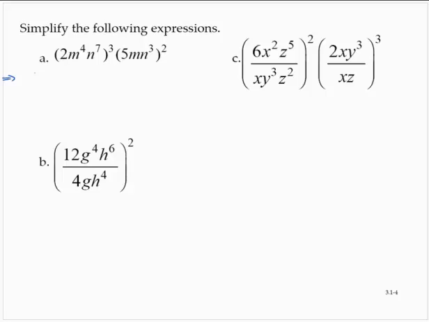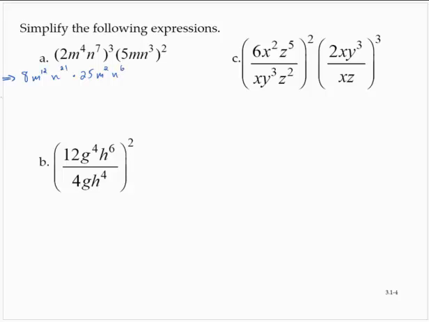So I would have 2 to the third, which is 8. I would have m to the fourth to the third. That's m to the 12th, multiplying exponents. n to the 7th to the third is n to the 21st. Times, I have 5 to the second, which is 25. m to the second, which is just m to the second. And n to the third to the second, which is n to the 6th.